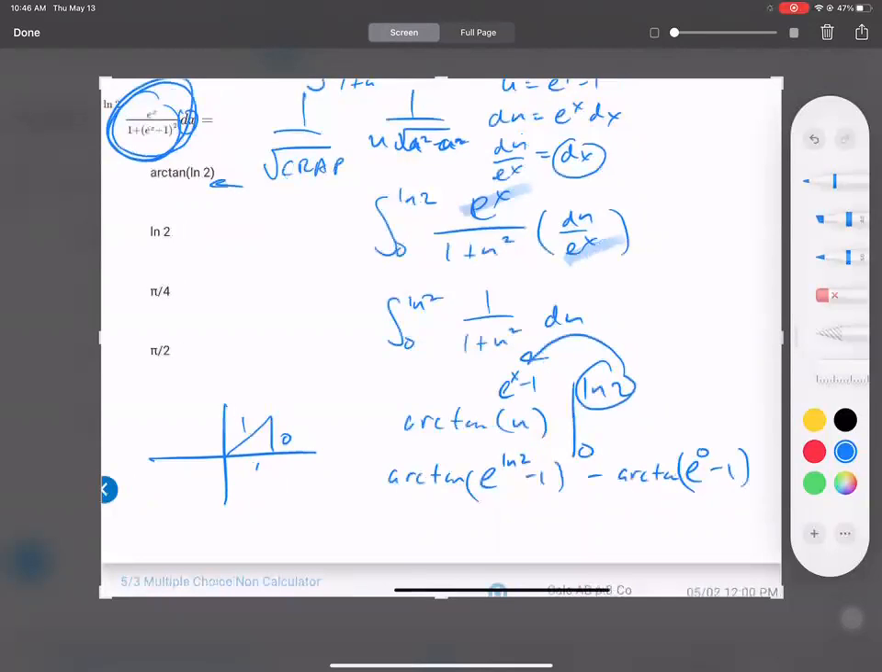Oh gosh. And then this happens to be arctan of 2 minus 1 minus arctan of 0. So that's still 0 for us because that's 1 minus 1.